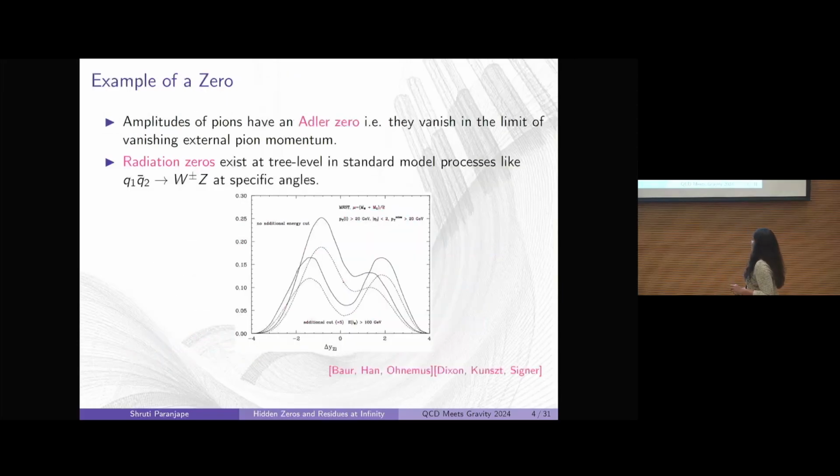Okay. So the reason I wanted to point out these two in particular is because this meeting is called QCD meets gravity, and QCD has pions and it has quarks. So pions have zeros, an Adler zero, and quarks actually exhibit what is called a radiation zero. So when you go quark-quark to diboson, you actually can see over here that there's a dip in the cross section at some angle. And in some sense, these hidden zeros that I'll talk about are a d-dimensional, n multiplicity generalization of exactly this radiation zero.